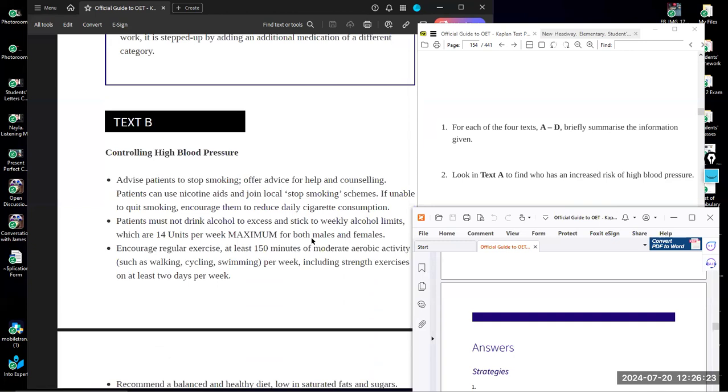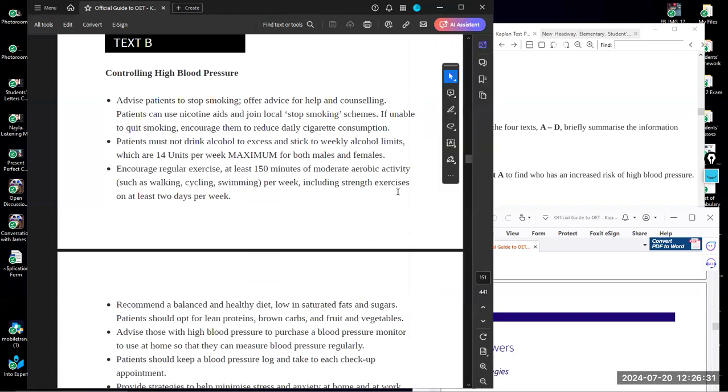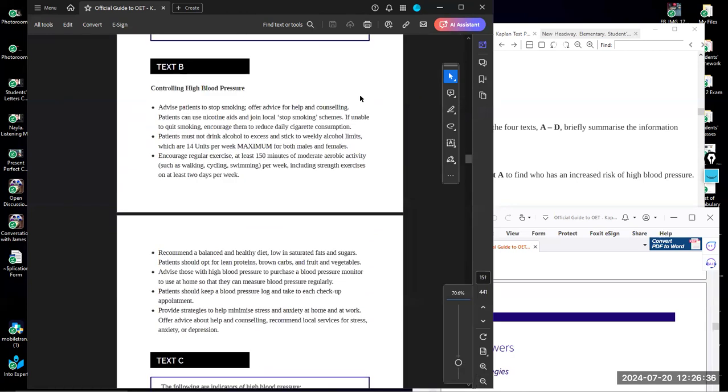Now let's scroll down to text B. Now I need to again try to summarize the information in text B, but let me zoom out because I know that I have to show you the full passage. So please now try to summarize text B.